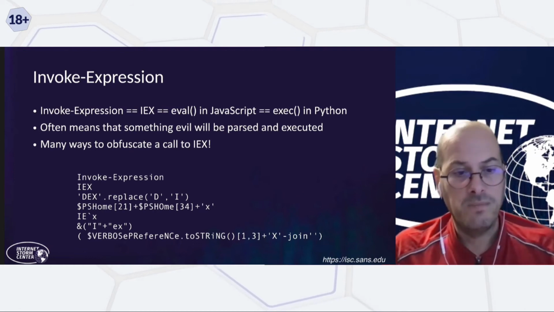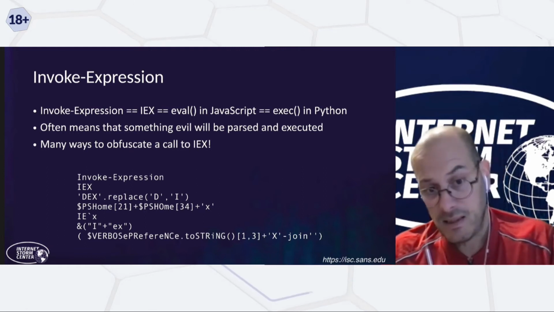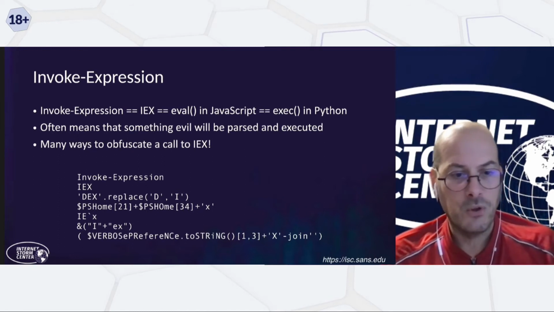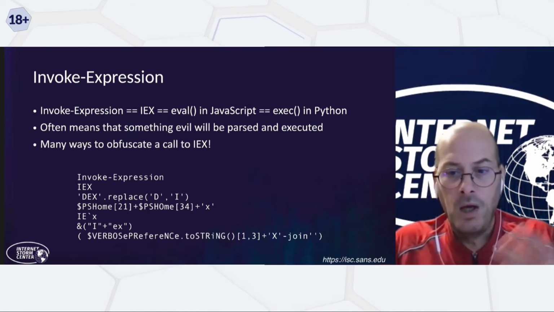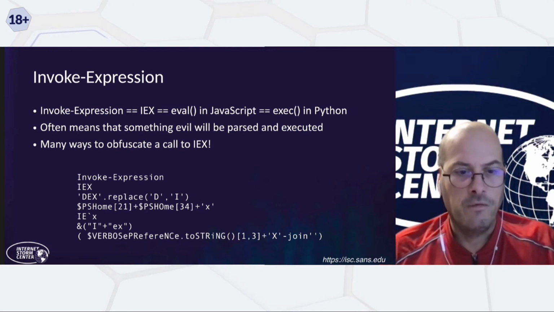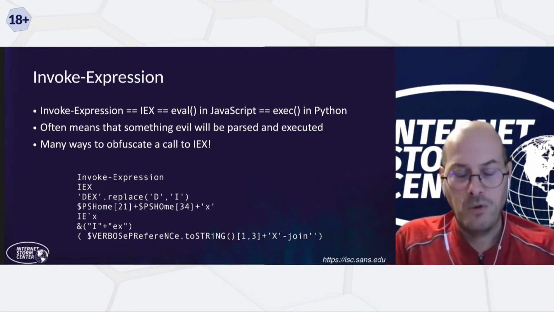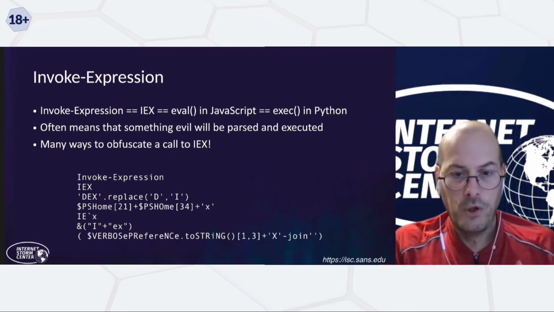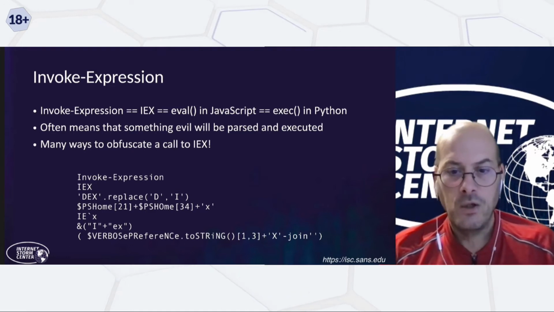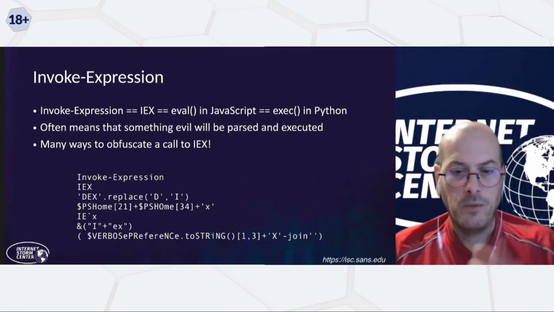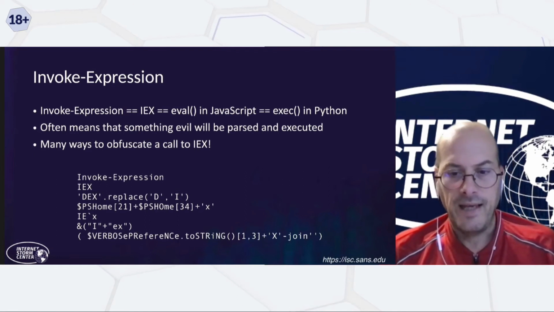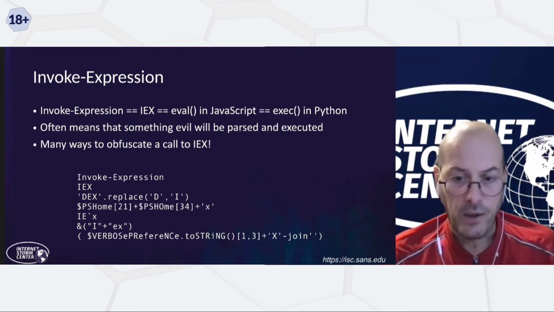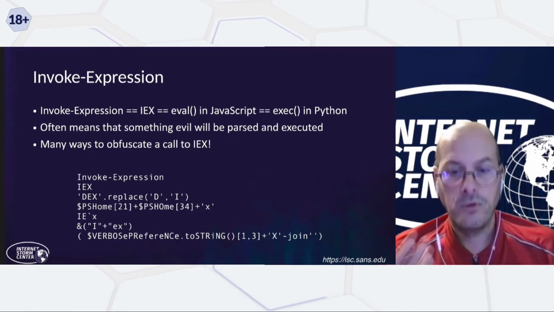Remember that we can use backticks. So IE backtick X is IEX. Another one, concatenate and use ampersand, so you can rebuild a new string. I like the next one, verbose preference. It's another environment variable. We convert it into a string and we extract two characters, position 1 and position 3. Then we add an X, and because we had an array, we do a join and we rebuild the IEX string.